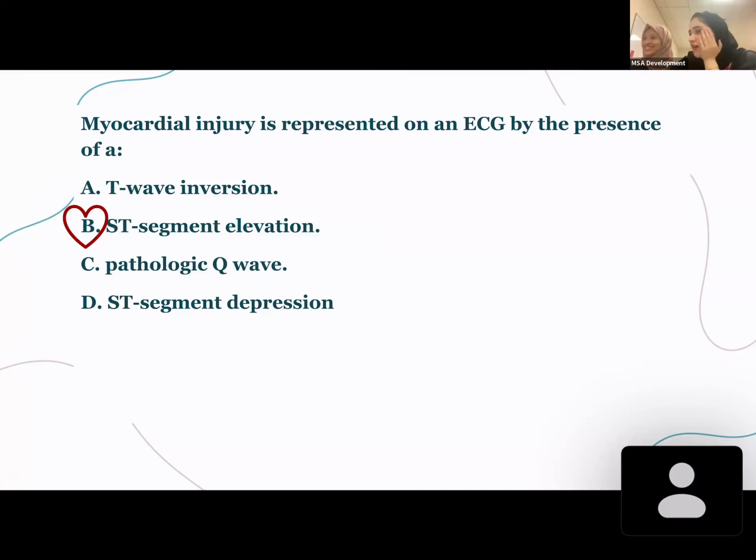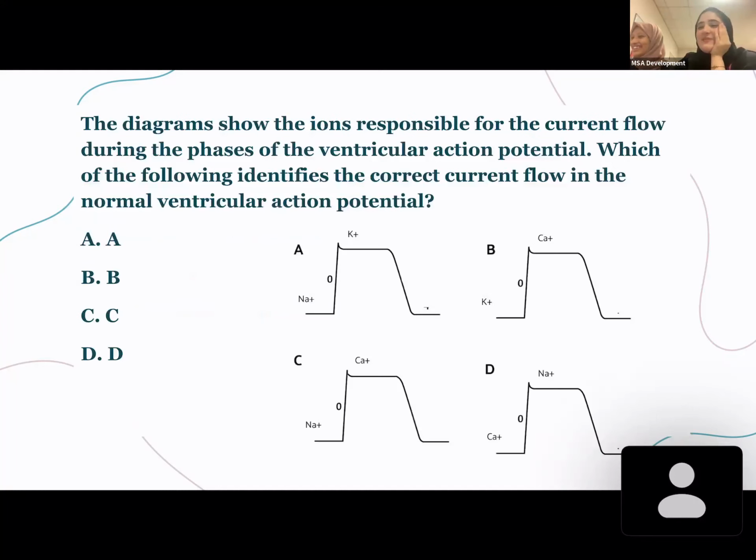Okay, can we move on? Okay, this question is mine. Go ahead, read it. So basically the diagram shows the ions responsible for the current flow during the phases of the ventricular action potential. Which of the following identifies the correct current flow in the normal ventricular action potential? People are saying C, B. I need guys' explanation.